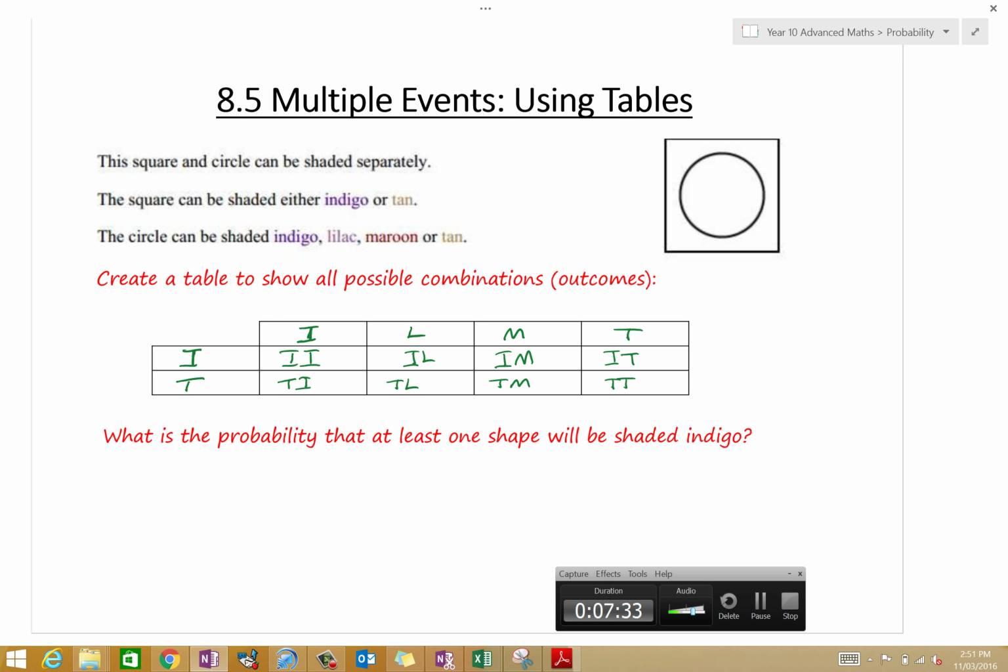At least one shape means that it could be both indigo or one indigo. So we're happy with 1, 2, 3, 4, 5. So what's my probability of at least one indigo? 5 out of 8. That's correct.